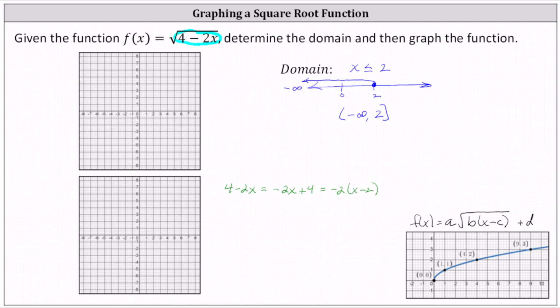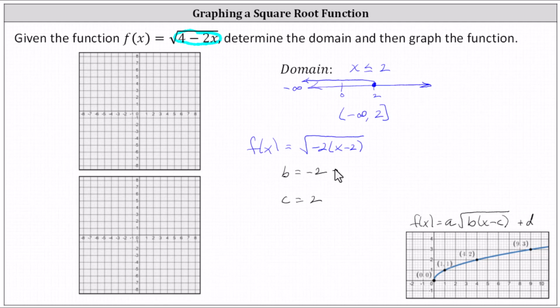We can now write the given function as f of x equals the square root of the product of negative 2 and the quantity x minus 2. In this form, notice b equals negative 2 and c equals positive 2. b equals negative 2 indicates two transformations. Because b is negative, we have a horizontal reflection, and because the absolute value of b is 2, we also have a horizontal compression by a factor of 1 divided by the absolute value of b, or a horizontal compression by a factor of 1/2.